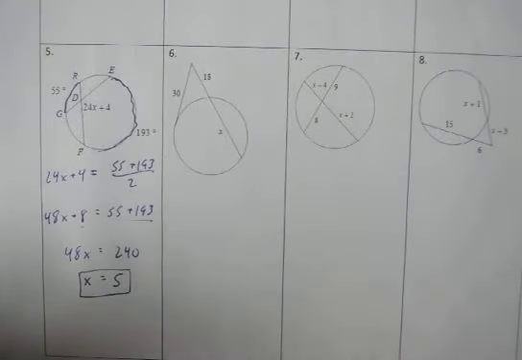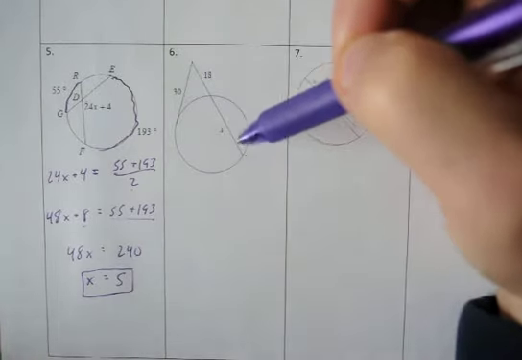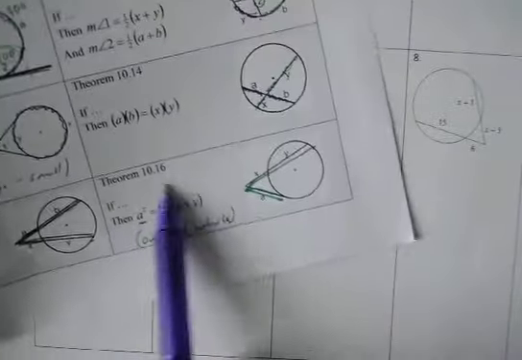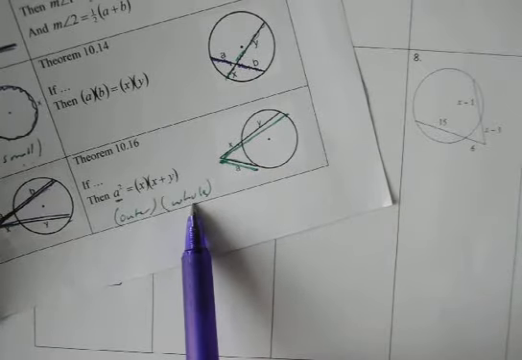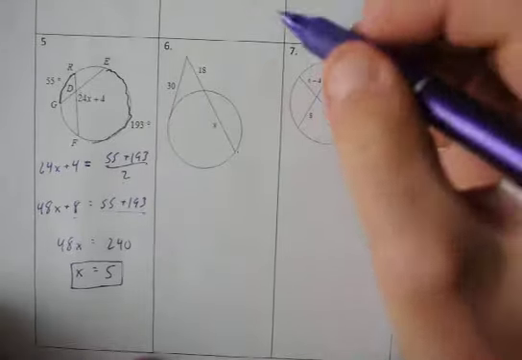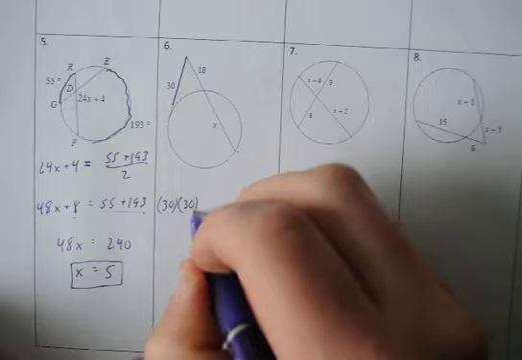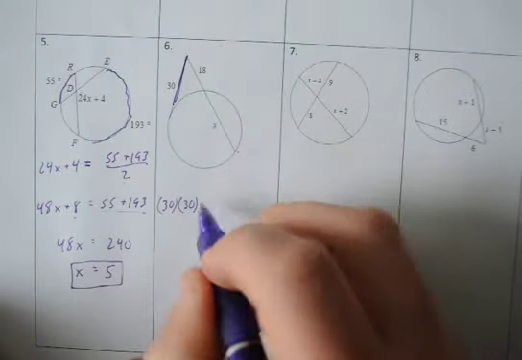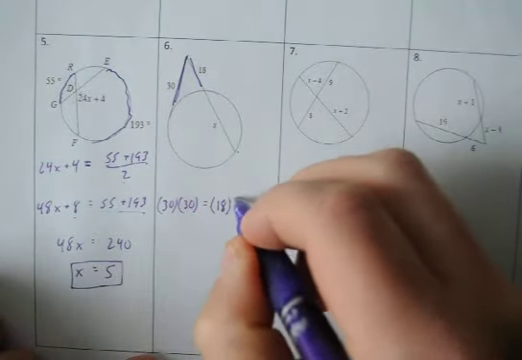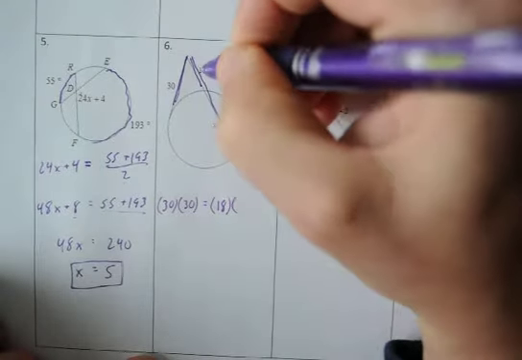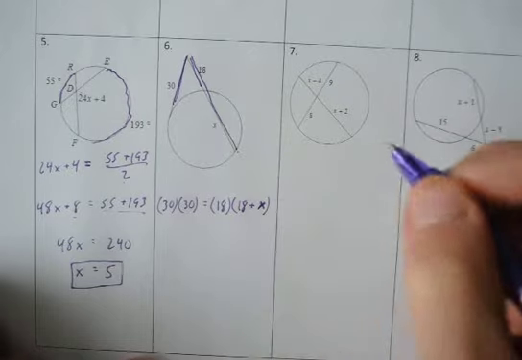Alright, number 6. This one's going to be different. Looks like we've got a tangent and a secant, and that's going to be like Theorem 1016, where we got a tangent and a secant, which says outer times whole. Outer times whole equals outer times whole. So in this scenario, we're going to do outer times whole, or 30 squared. 30 times 30 equals outer part times the whole length of this. So 18 plus x. Not 18 times x, 18 plus x.